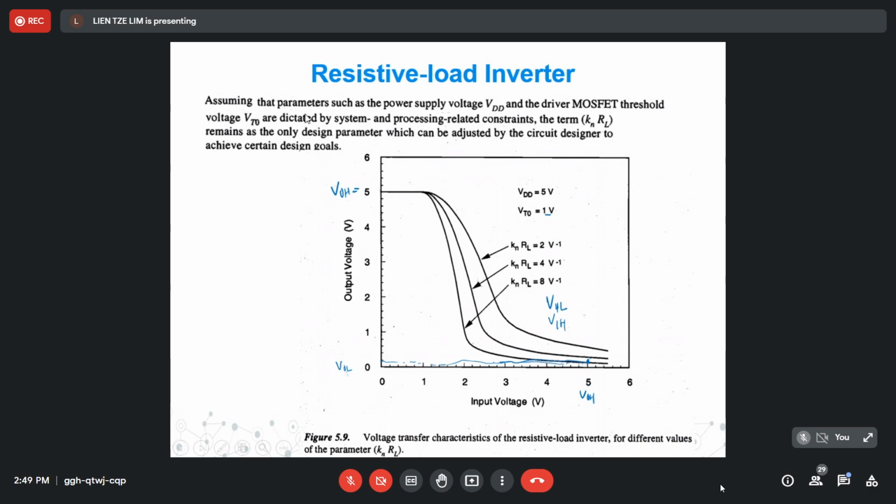Here, assume the parameters such as the power supply voltage VDD and the driver MOSFET threshold voltage VTO are dictated by system and processing-related constraints. The term KNRL remains as the only design parameter which can be adjusted by the designer to achieve certain design goals. So now you know how the designer manipulates the parameters to get the desired performance.